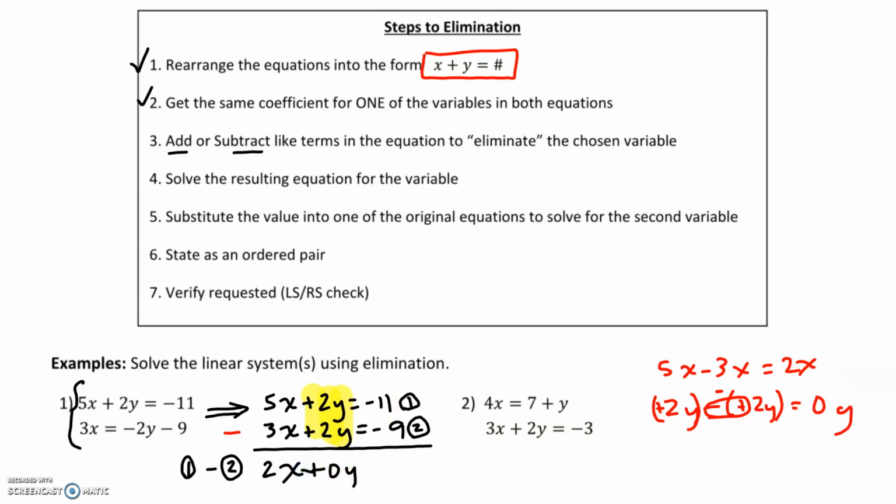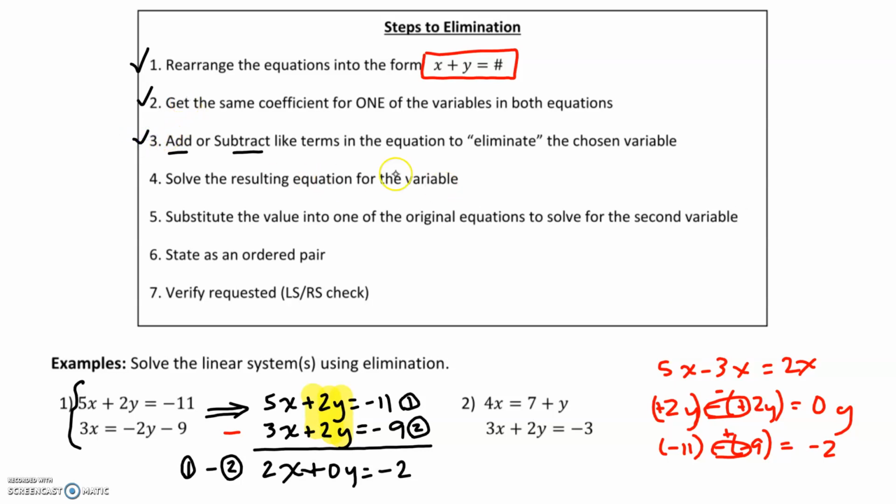And now we're going to do the same thing. It's negative 11 subtract negative 9. And again, we know when we have the same sign here, it combines to a positive. So negative 11 plus 9 is a negative 2. And we'll write that in. Equals negative 2. All right, so that is step 3.